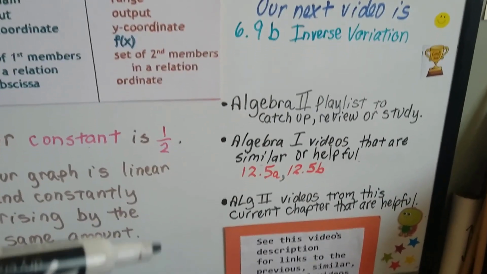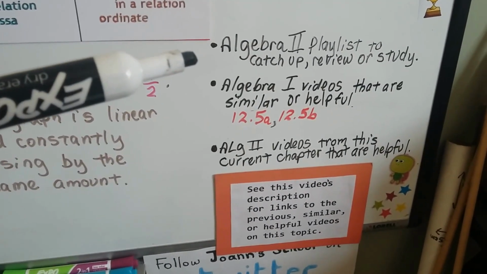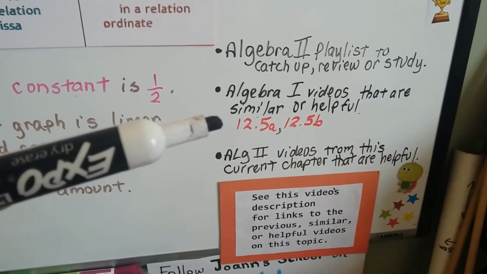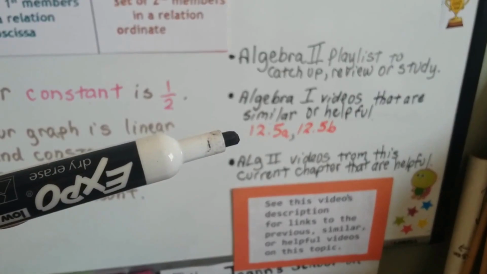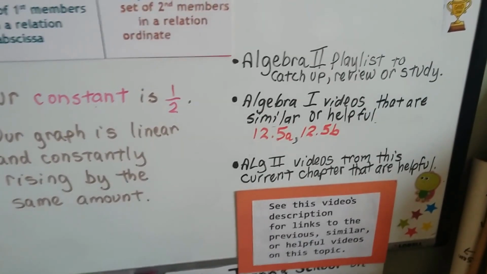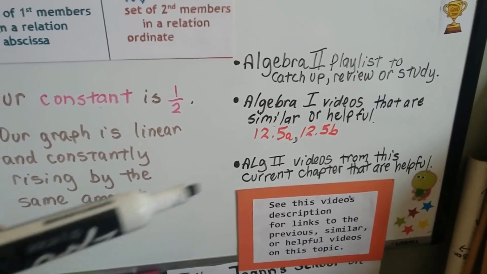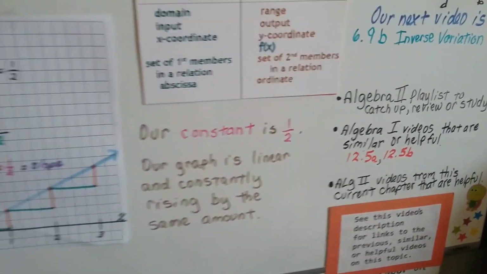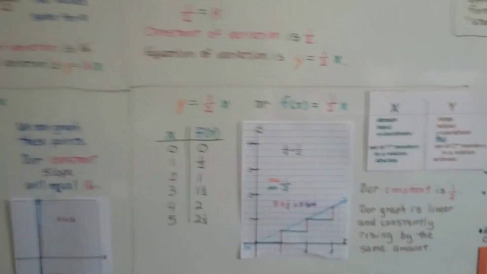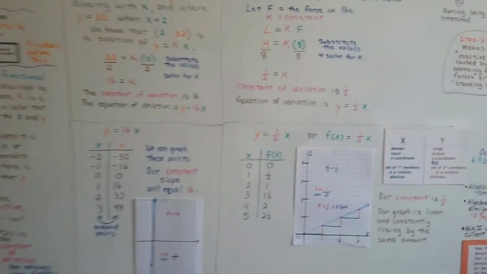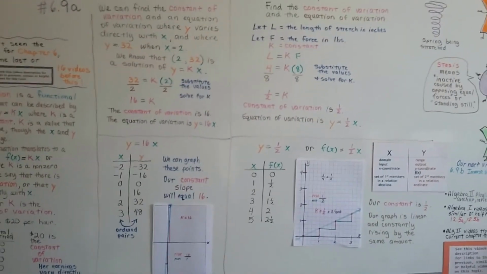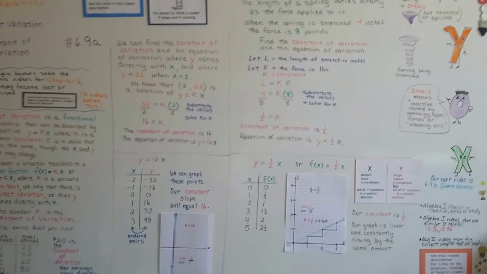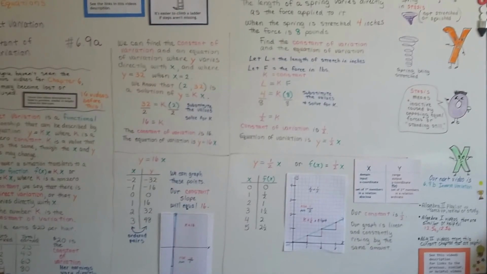All right? So our next video is going to be 6.9b. We're going to talk about inverse variation. I'm going to put this video in the Algebra 2 playlist, and the Algebra 1 videos that are similar or helpful are 12.5a and 12.5b. We talked about direct variation in those back in Algebra 1 last year. I'm going to add the links to any Algebra 2 videos from Chapter 6 that are current and helpful. And hopefully all this information I'm giving you and all these links in this description will be able to help you, okay? So it's up to you to click on them and use the help I'm giving, okay?